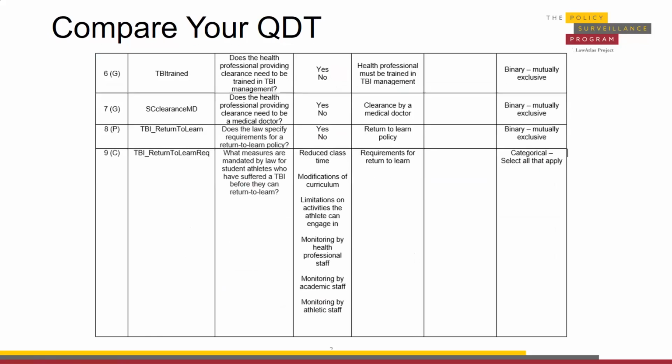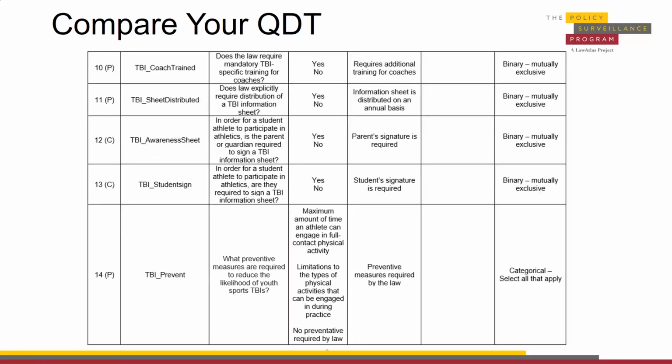We go back to general requirements for return to learn policy, and then go into child questions for the specifics of that policy, as you can see here in 8P and 9C, how they're related to each other. And then we have a coach training question, and then a series of questions related to TBI information sheets, who must receive it, who has to sign it, and then we go into another parent question on preventative measures.